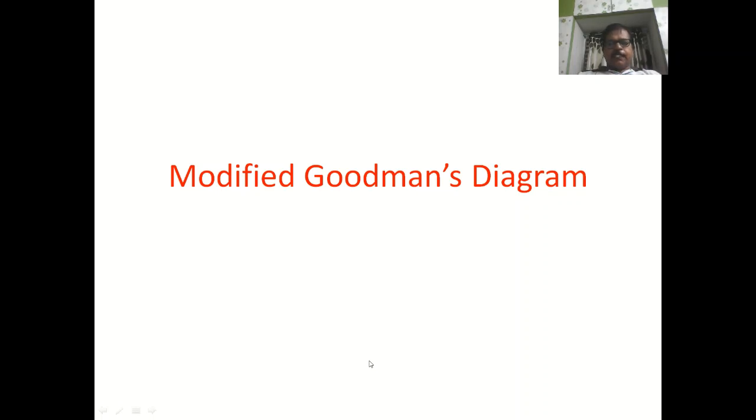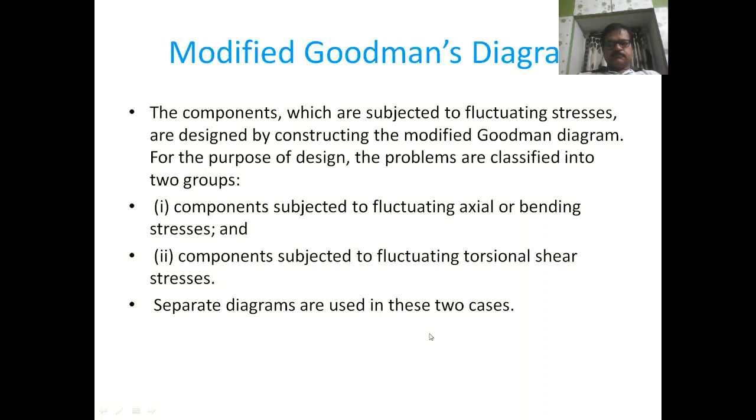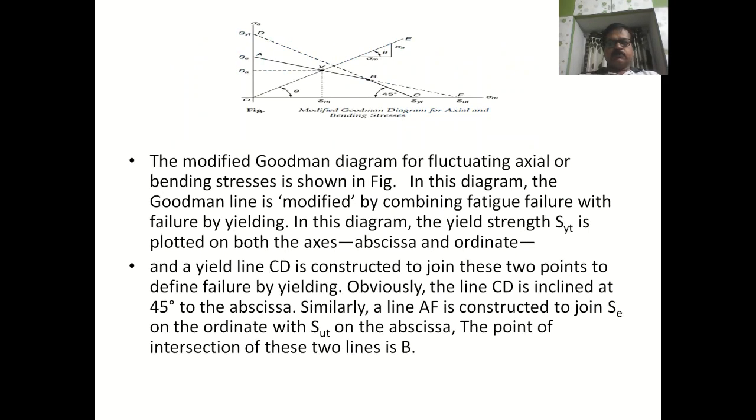Modified Goodman's diagram. The components which are subjected to fluctuating stresses are designed by constructing the modified Goodman's diagram. For the purpose of design, the problems are classified into two groups. One, the components subjected to fluctuating axial or bending stresses. Two, components subjected to fluctuating torsional shear stresses. Separate diagrams are used in these two cases.